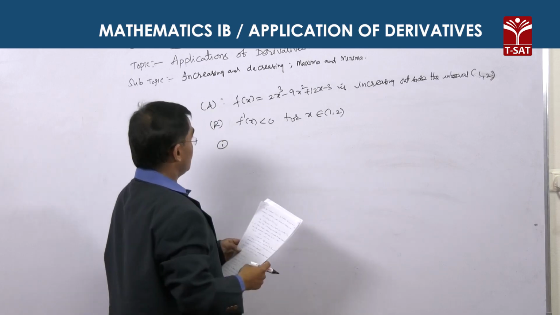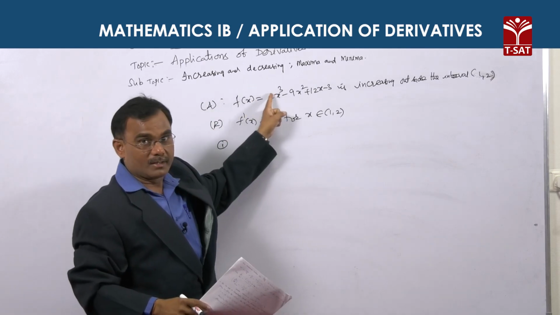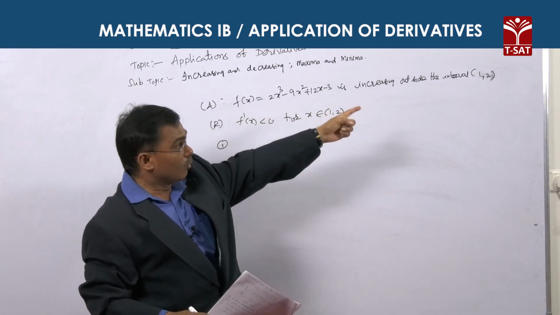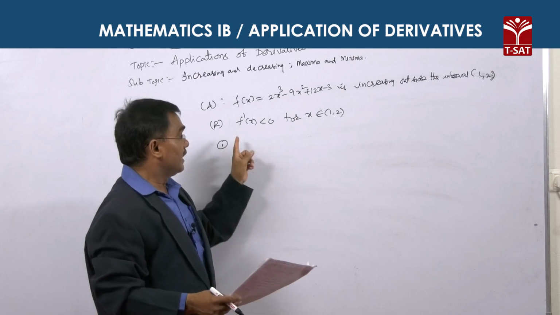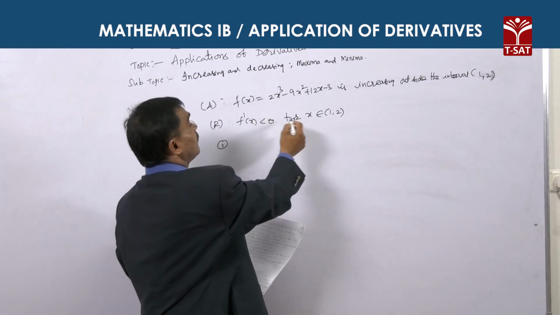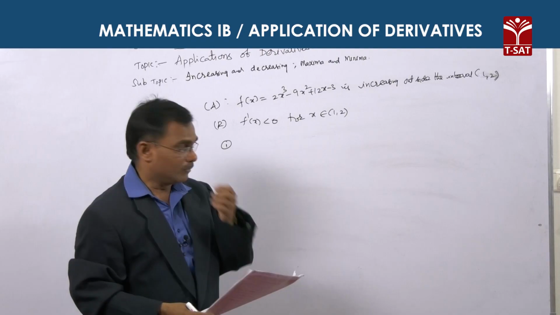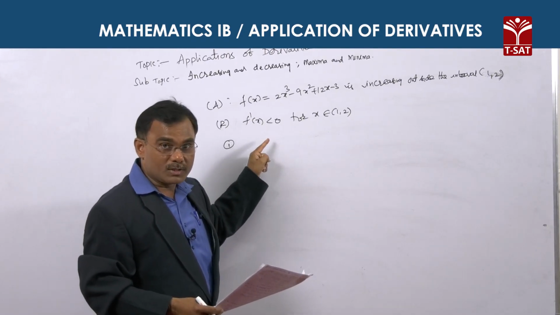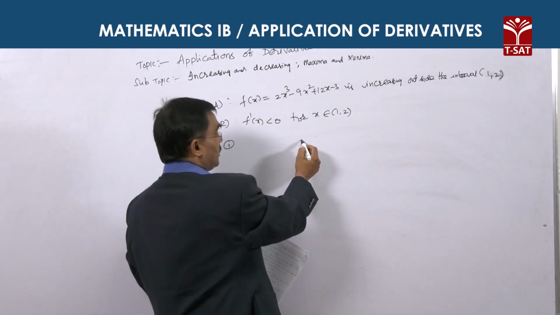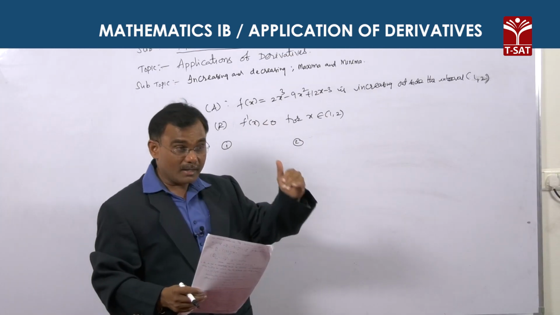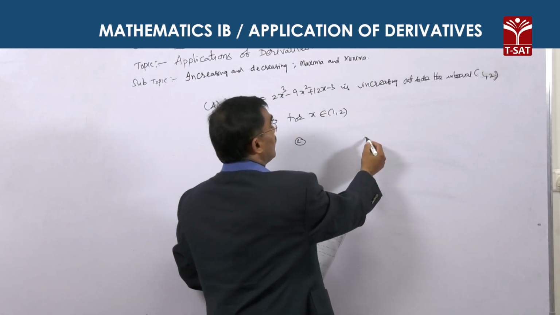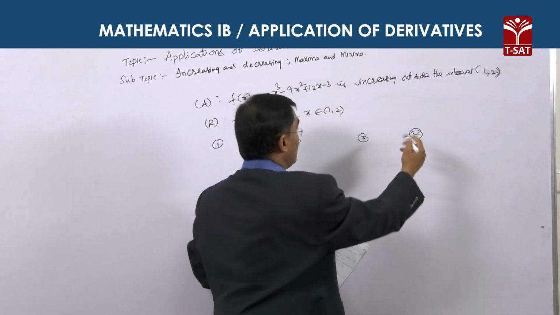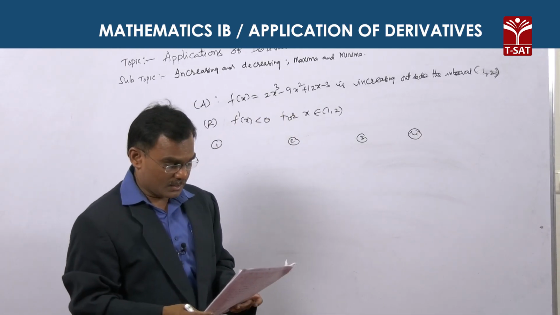So observe the two statements. A: f of x is increasing outside the interval open 1 comma 2, and R: f dash x is negative for x belongs to open 1 comma 2. The options are: first, A is true, R is true, and R is the correct reason for A. Second, A is true, R is true, but R is not the correct reason for A. Third, A is true and R is false. Fourth, A is false and R is true.